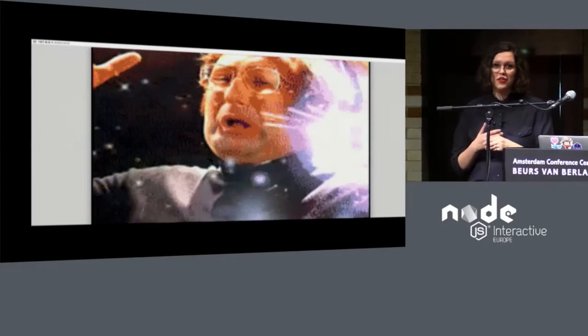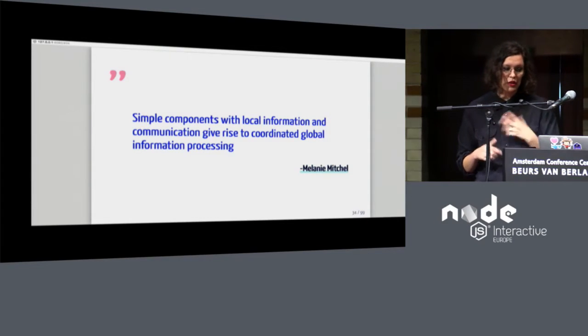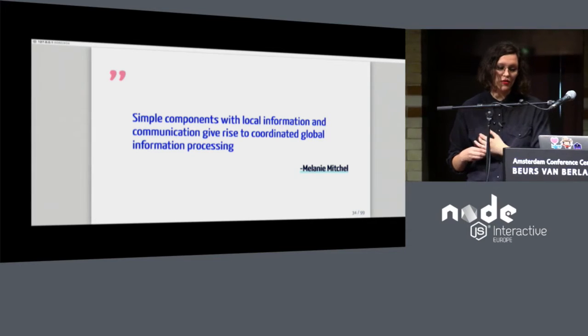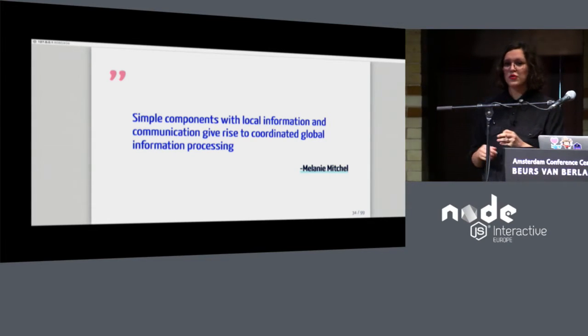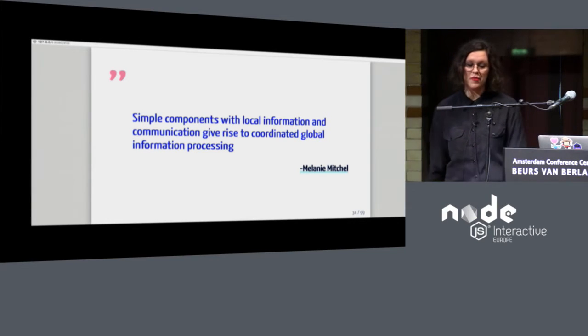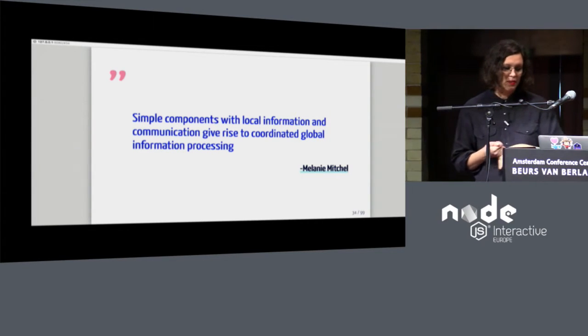So another definition that Melanie Mitchell put together for this automaton was that simple components with local information and communication give rise to coordinated global information processing. So what happens is that these simple rules that have been defined for the cellular automata are basically directing the way the information gets processed.